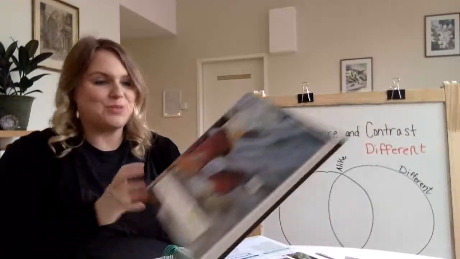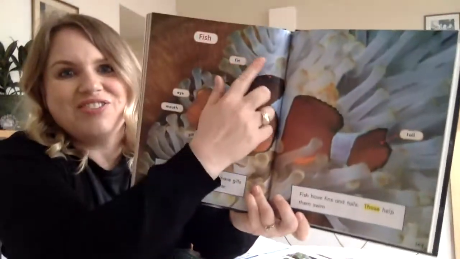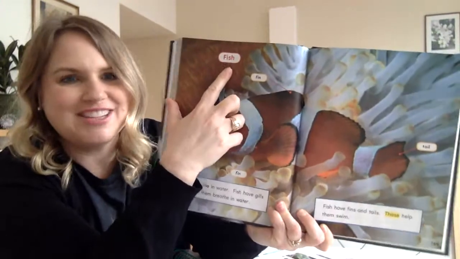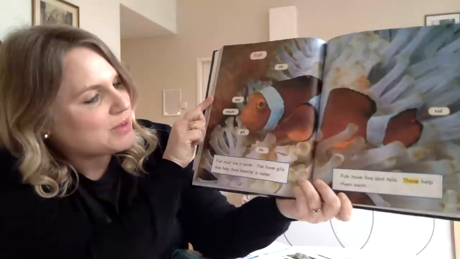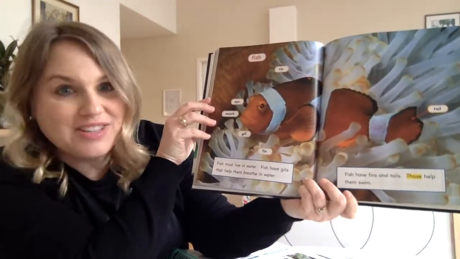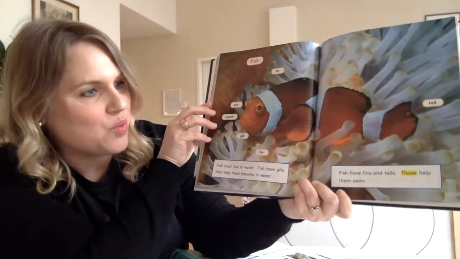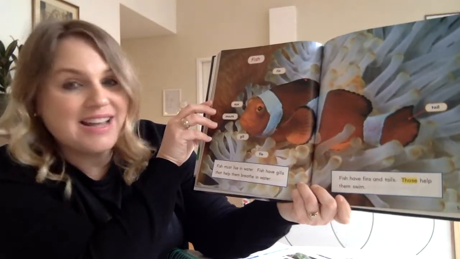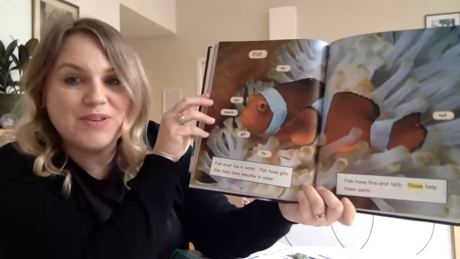The first group that we're going to read about is fish. The label's right here, fish. Okay? Fish must live in water. Fish have gills that help them breathe in water. Fish have fins and tails. Those help them swim.